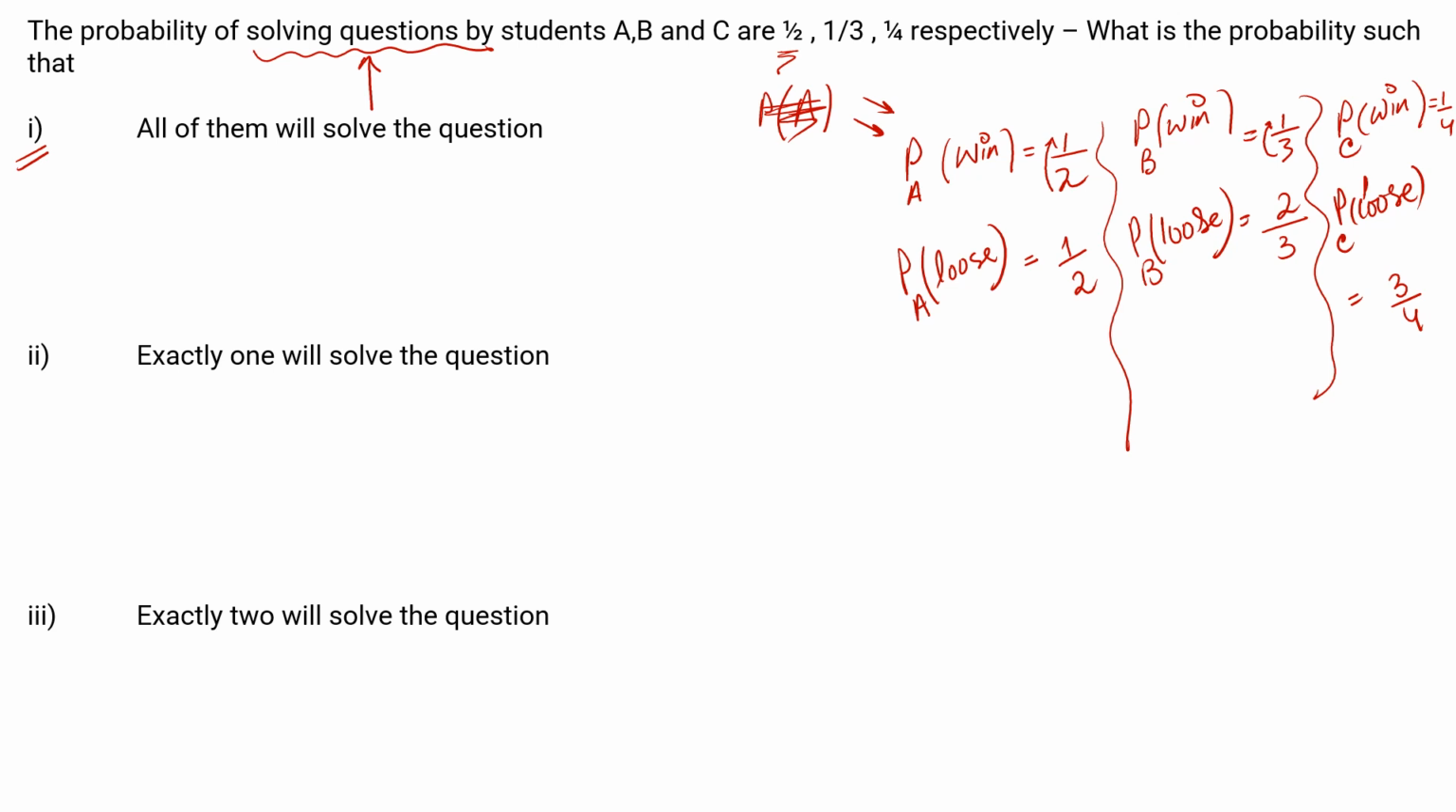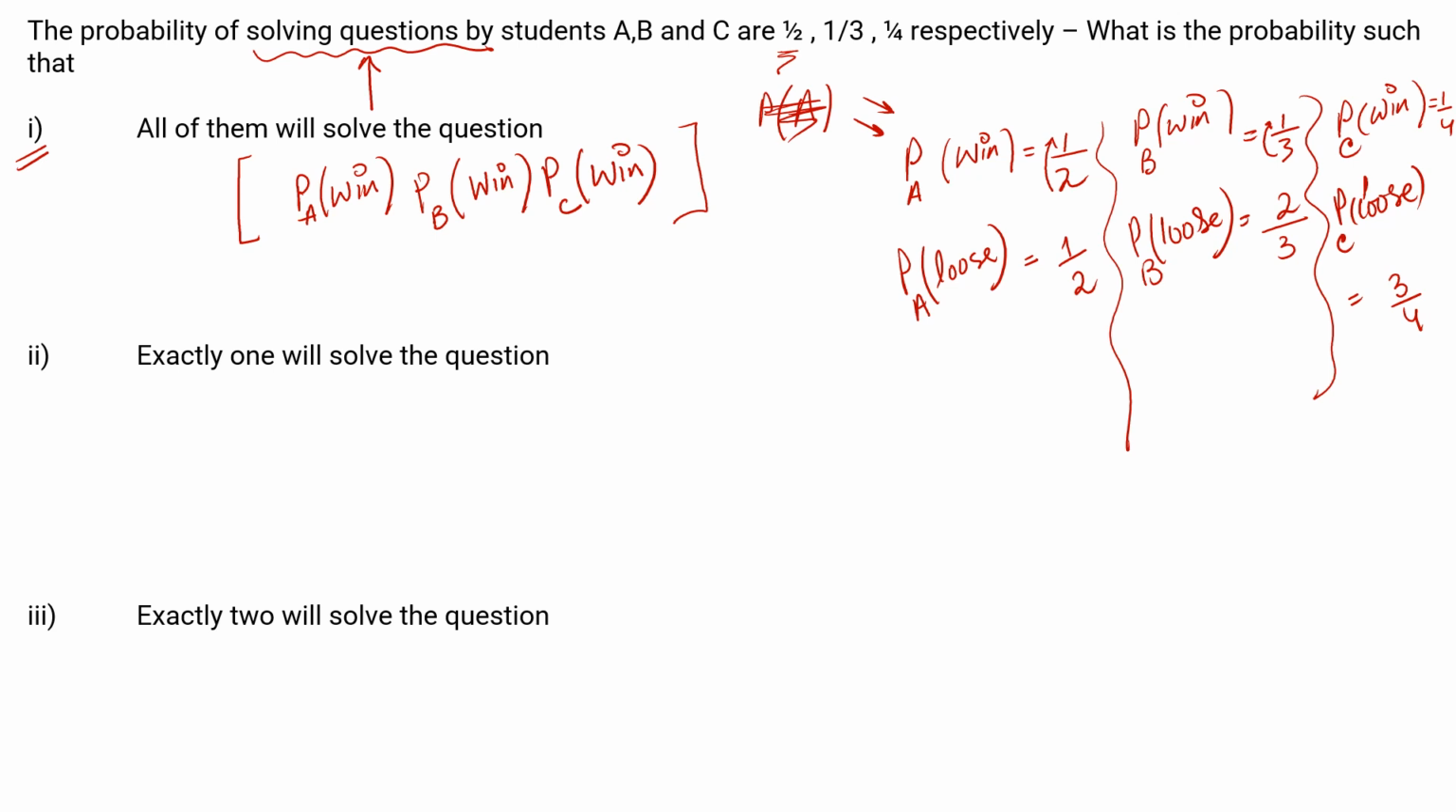What does it mean that all of them solve the question? It means that student A will be able to solve the question, also student B will solve the question, and student C will also solve the question. Now, when all of the students solve the question, then my work is complete.